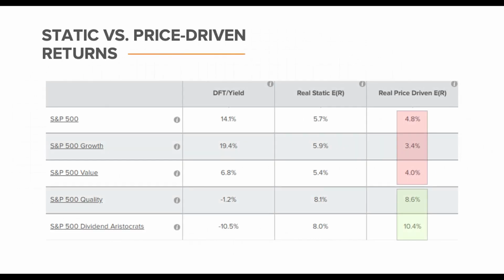Static CMAs, or random walk theory, are the industry standard and what every other planning tool on the market runs in their simulation. CMPAS is the only software that provides price-driven or mean reversion capital market assumptions. With CMPAS Allocation, we give you the ability to compare static and price-driven CMAs for each asset class. As you can see, there's a substantial difference between the two.